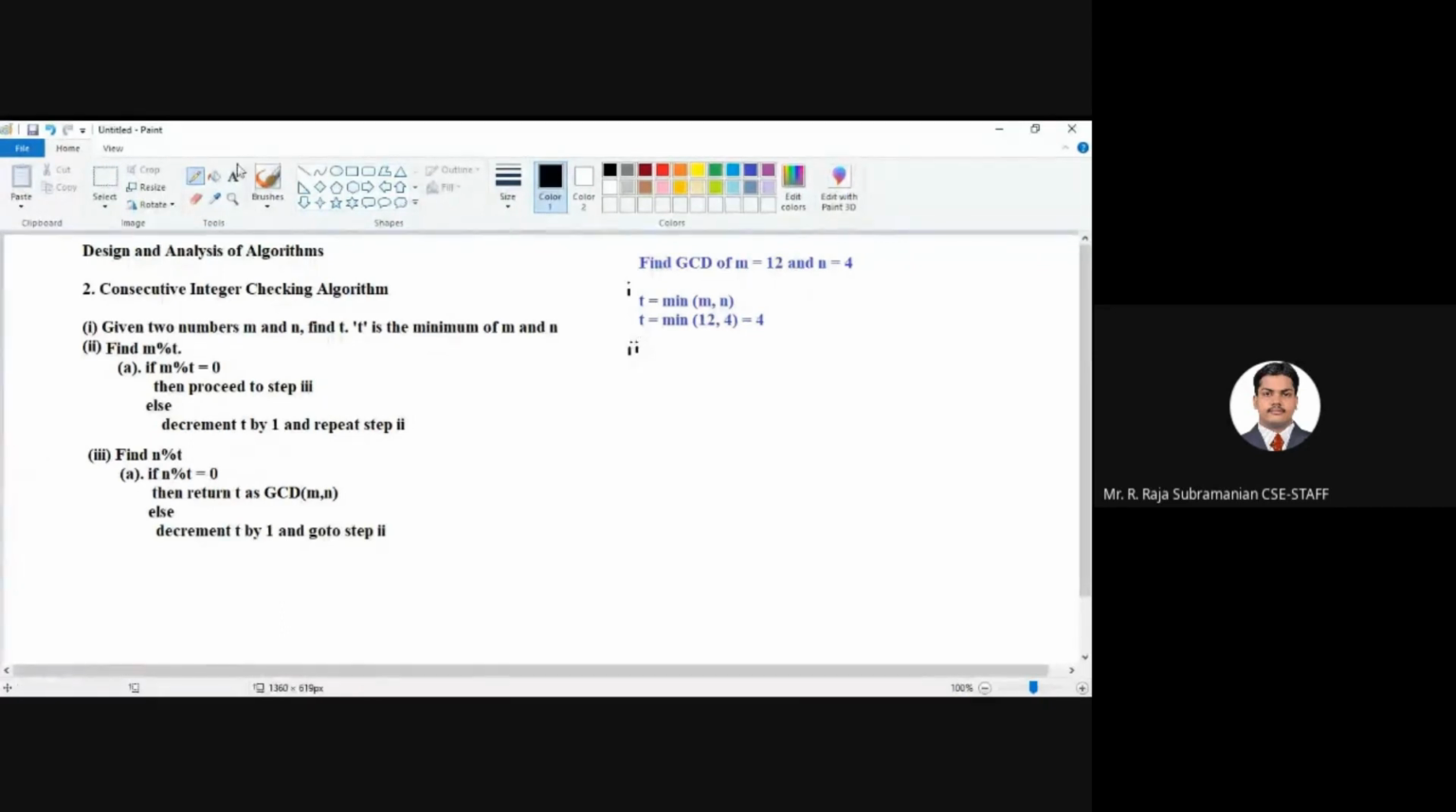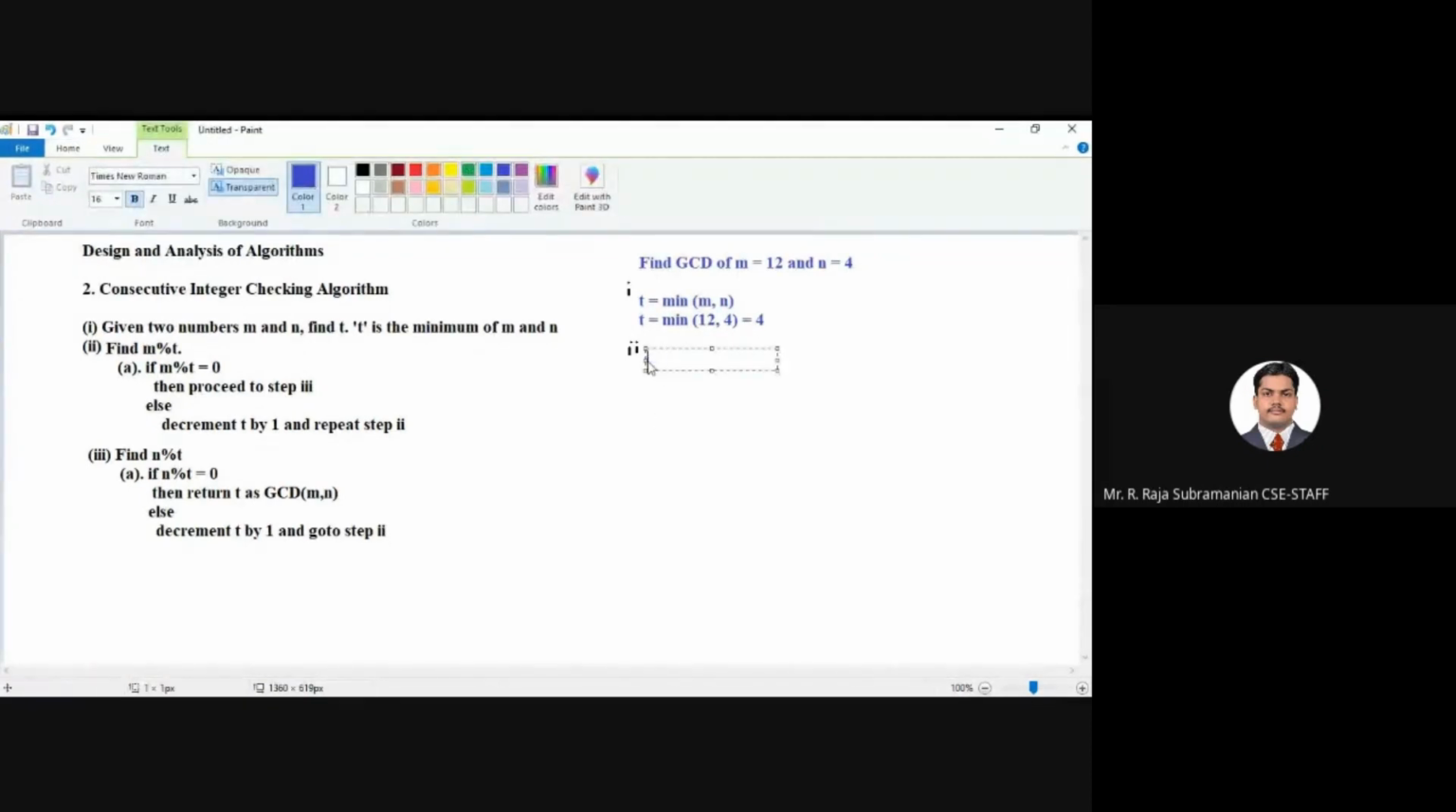What is step 2? Finding m modulo t, that is m mod t. So here I'll write: find m modulo t. What will be the answer? m modulo t, we'll write 12 mod 4, which is equal to 0. I got 0, a very small problem, so no issue. Now I have 12 mod 4 equal to 0. If m mod t is equal to 0, I want to proceed to step 3.